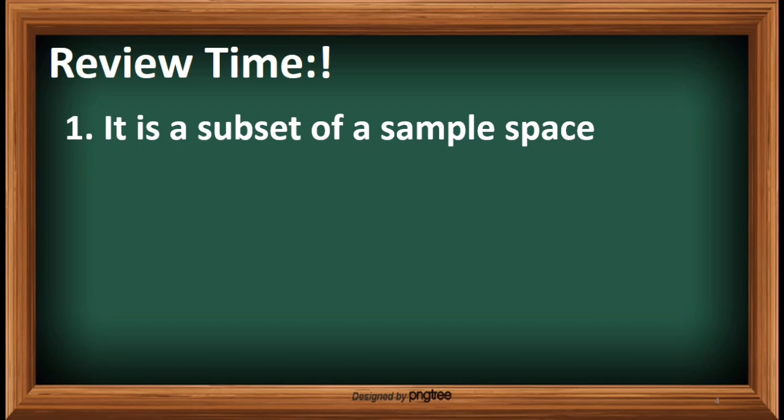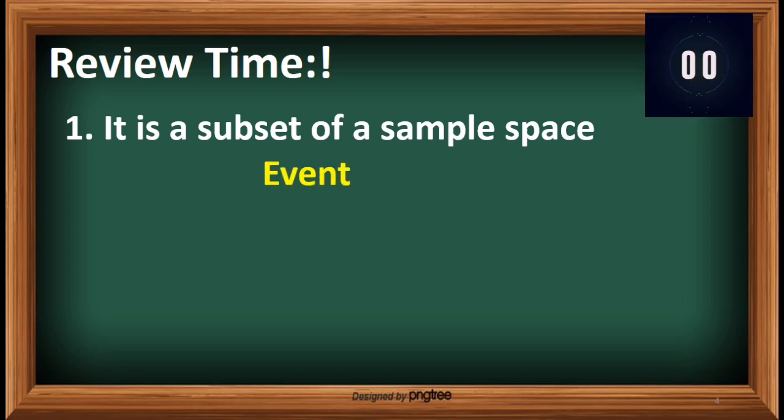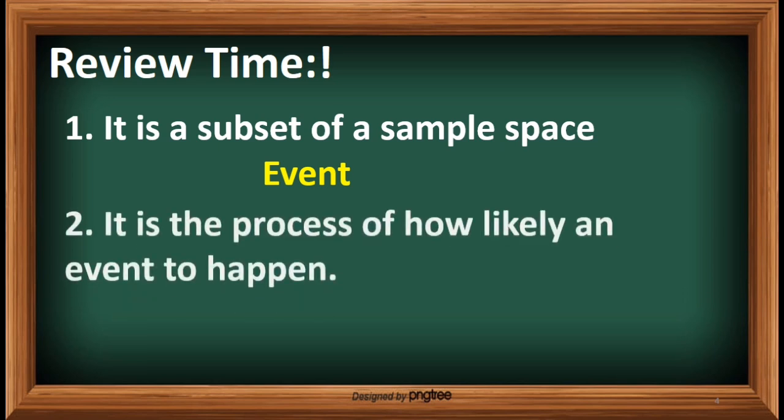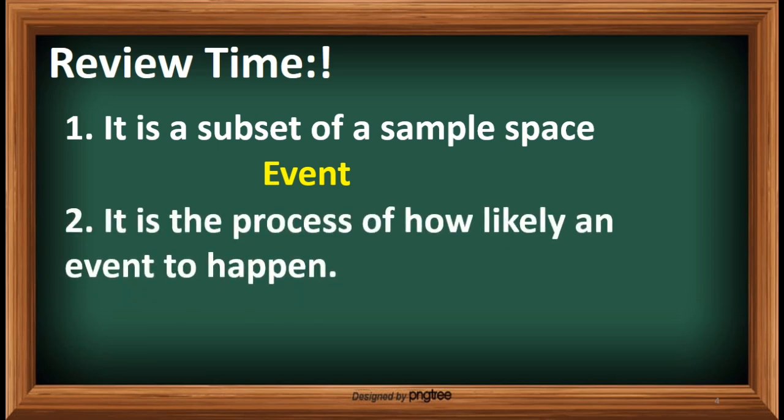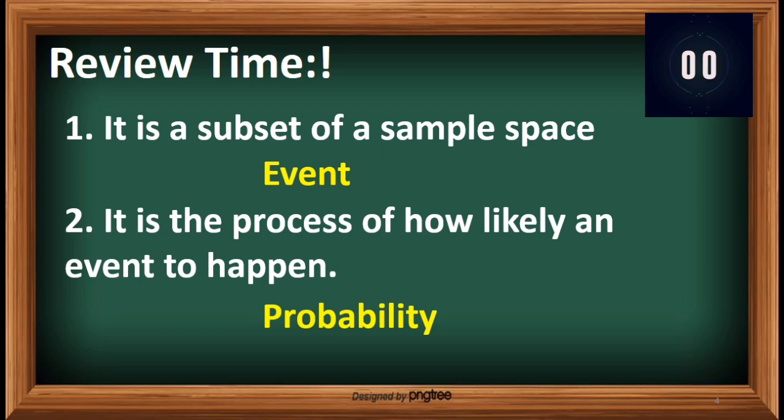For question number 1, it is a subset of a sample space. What do you think is the answer? Okay, event. Very good. Next, number 2. It is the process of how likely an event is to happen. What is your guess? Very good. The answer is probability.